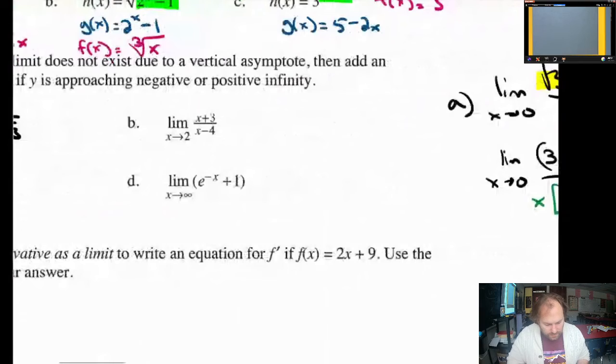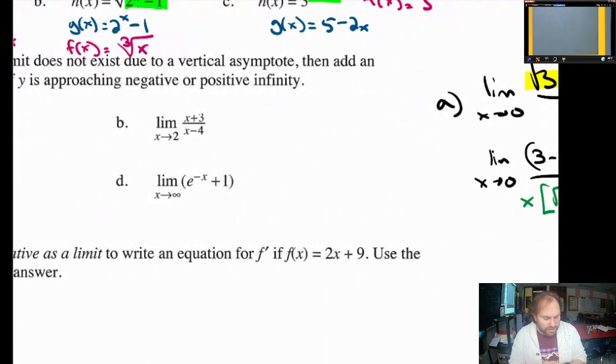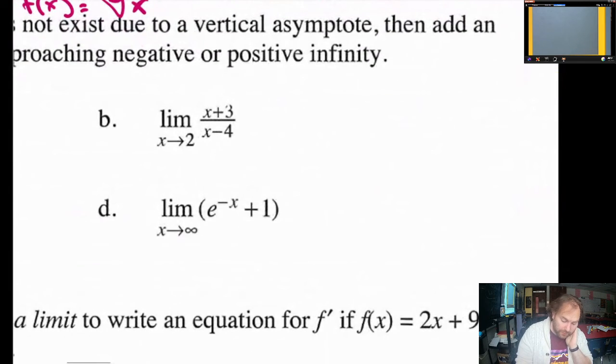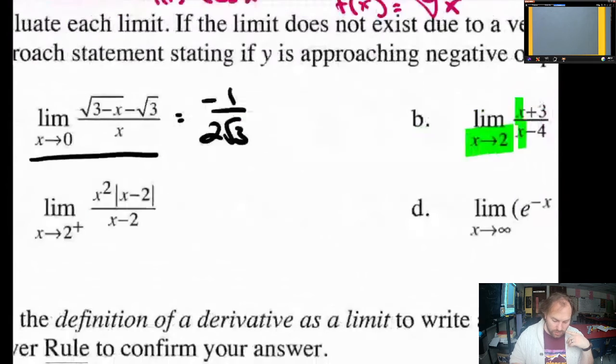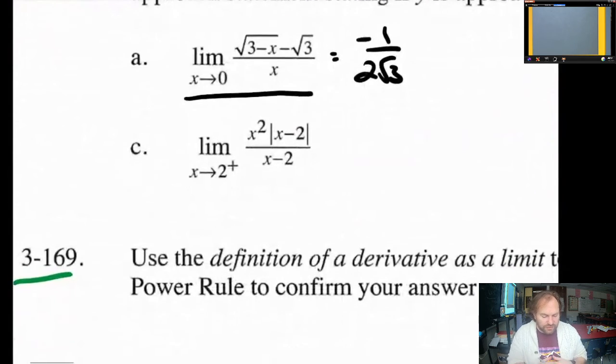For B, B is actually a really easy one to do right now because we can just plug in 2. The first thing you should check in a limit problem is if you actually can just plug in the number, and you absolutely can here. There's no problems with that. You would get 5 on top and negative 2 on bottom. That's the answer to that question. No problems at all.